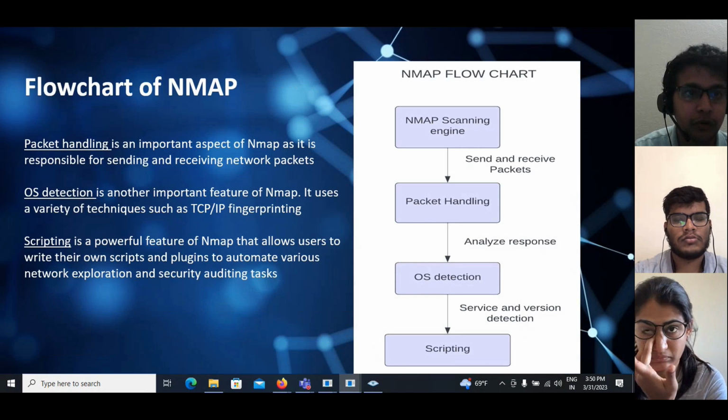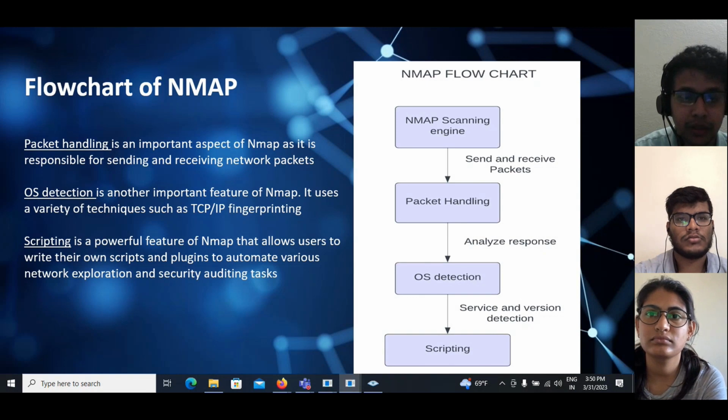Here we can see the flowchart of Nmap. Here, Nmap sends packets to the target host and analyzes the response to identify open ports, running services, and operating system details and other information that can help assess the security posture of the target. And Nmap also offers advanced features such as scripting and version detection.